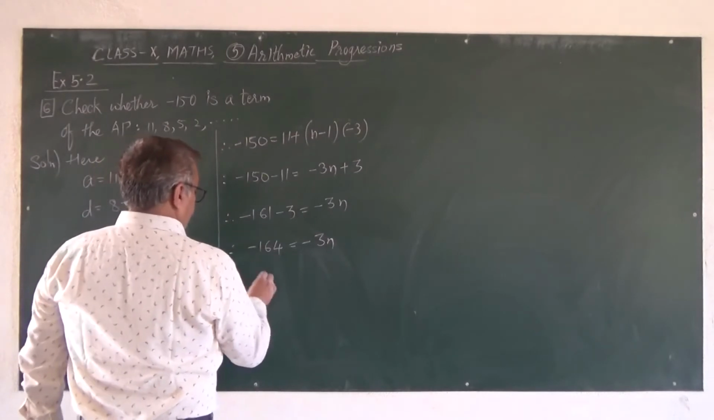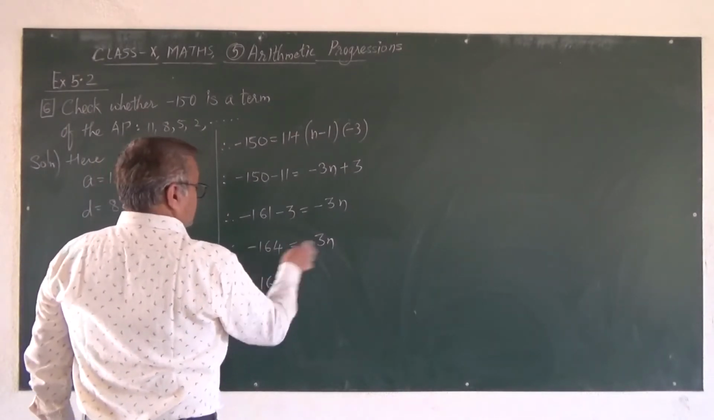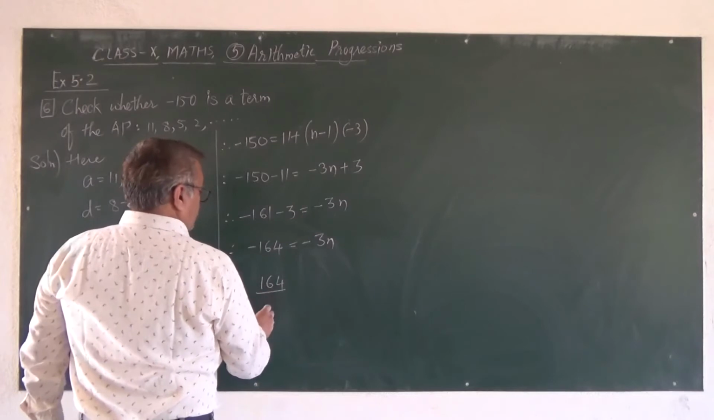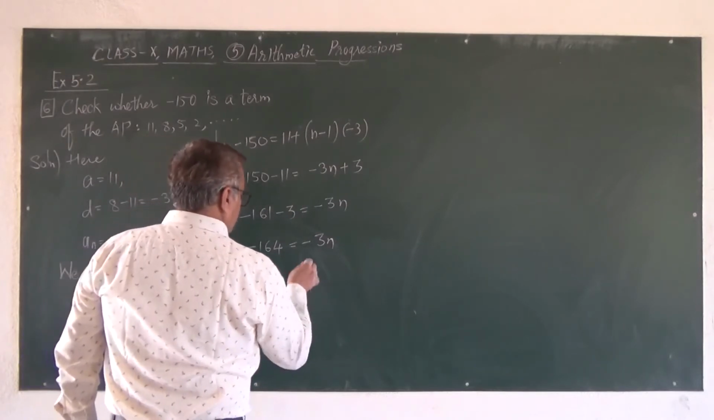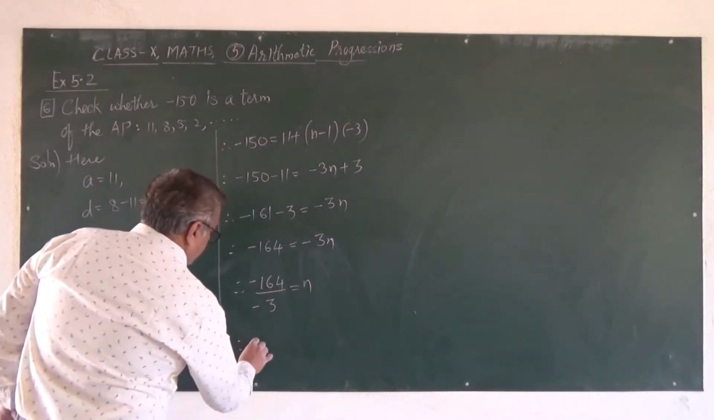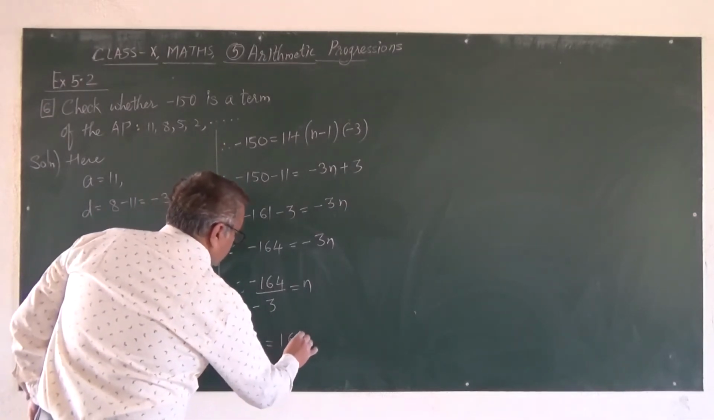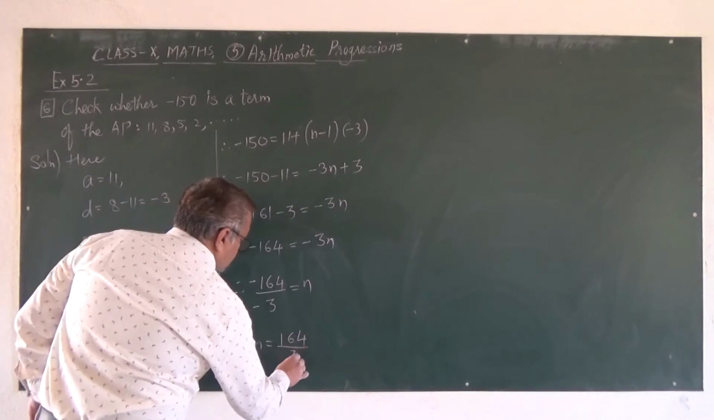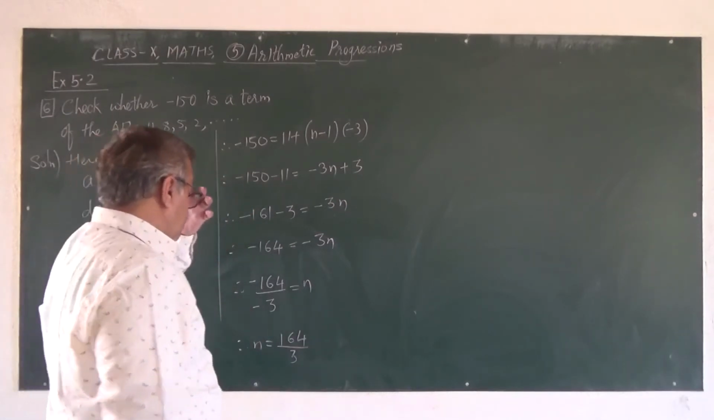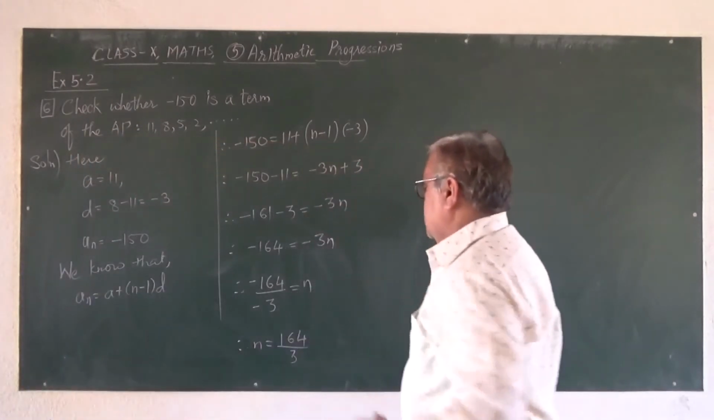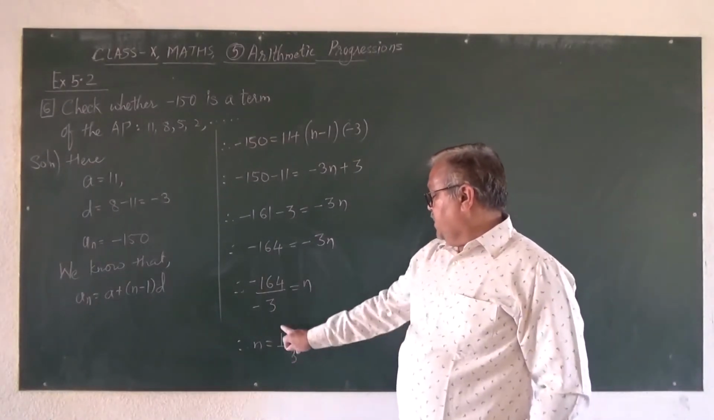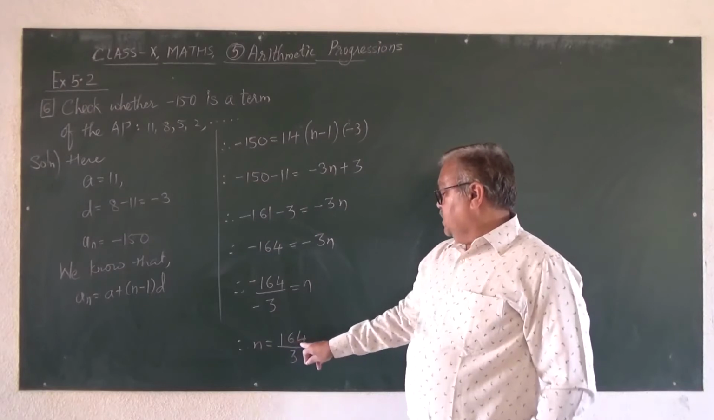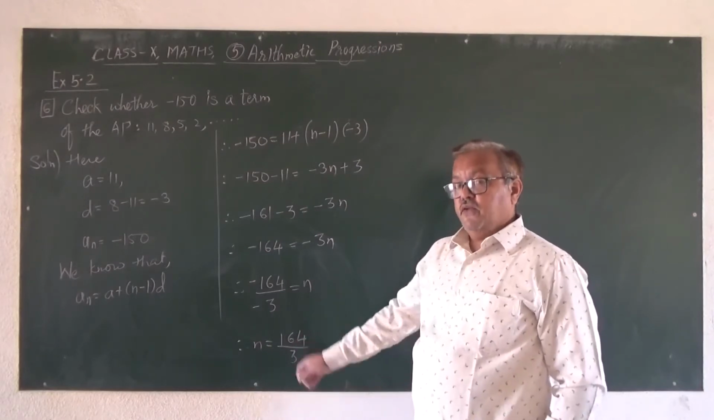So the minus signs cancel, or you can say minus 164 upon minus 3 is equal to n, and therefore n is equal to 164 upon 3. Is it fully divisible? Check it. 3 5s are 15, remainder 1 and 4 14. It is not divisible, you will get a fraction.